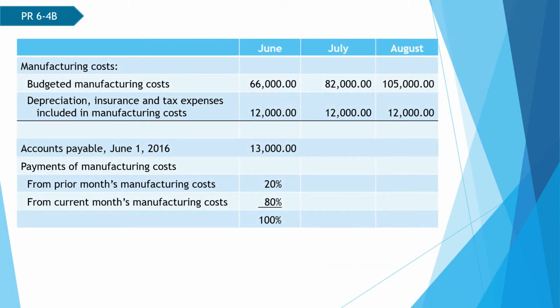Let us now see the relevant data for the manufacturing costs. The budgeted manufacturing costs are $66,000 for June, $82,000 for July, and $105,000 for August. $12,000 for depreciation, insurance, and tax expenses is included in the manufacturing cost per month. Accounts payable as of June 1, 2016 is $13,000. The company plans to pay 80% of its manufacturing costs on the same month they are incurred, and the remaining 20% will be paid on the next month.